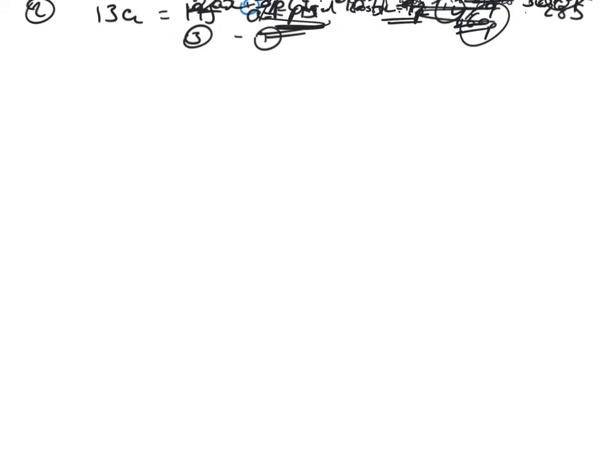Final answer. Okay, let's try one more. Let's go for this question. So the question says that 4 knives and 5 forks costs £1.95.